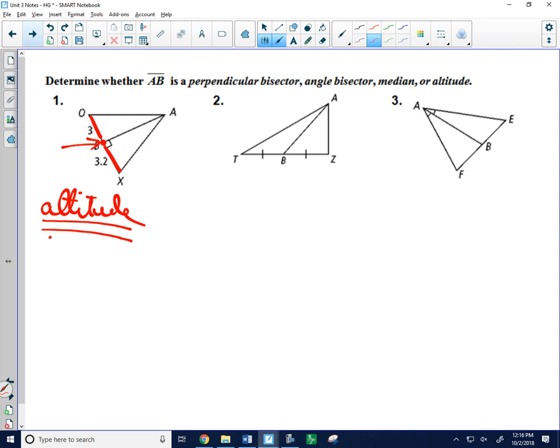At a right angle. Number 2. Good job. Median. You guys disagree? Having fun with this. I agree. That's a midpoint because those are marked as congruent. And so yeah, it's median. Nice. And number 3 to finish up.